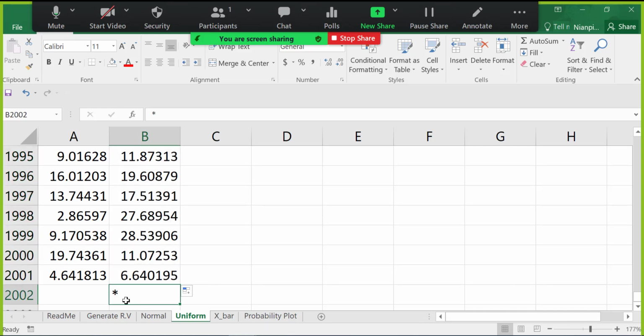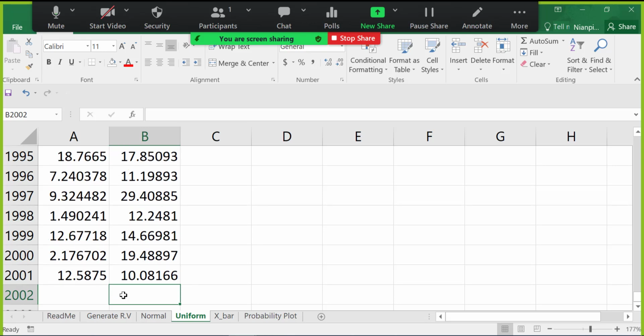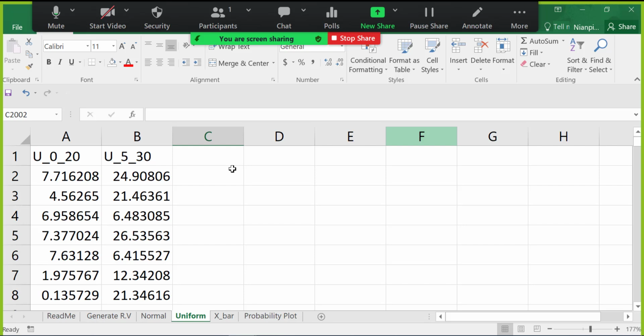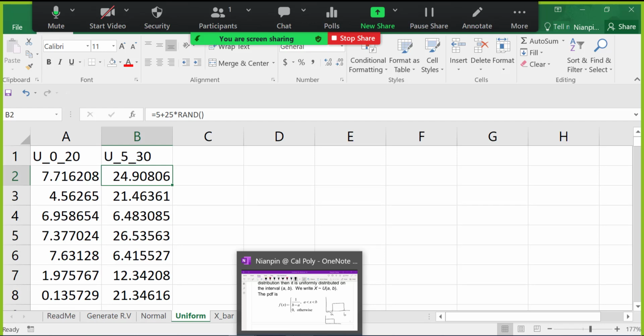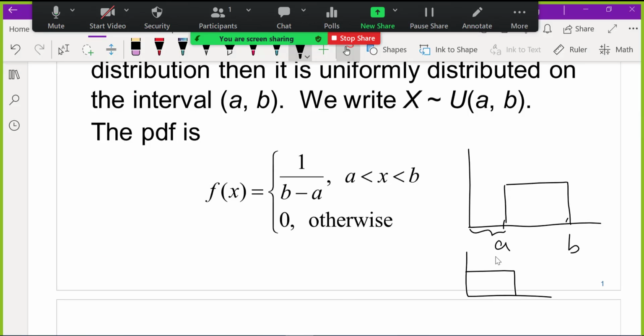Yeah, this is just for the copy paste purpose. This is the end of my data. So delete this one. So now we have generated the random variables that follow uniform distribution. Okay. So next thing, for any distribution, we like to know where's the center, how it is spread out, right?